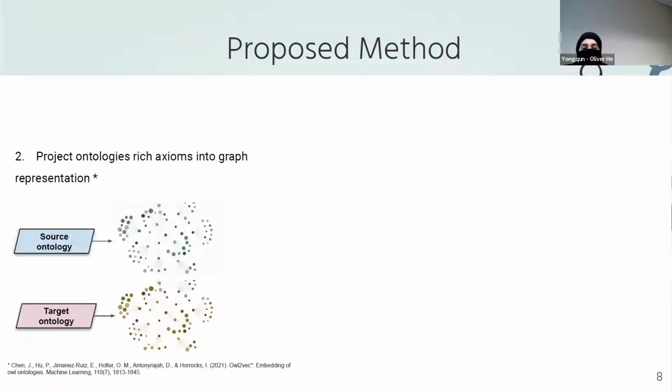The second point is projecting the ontologies into graph representations. Here, in this graph representation, we are using a projection similar to the one used in OWL2Vec*.